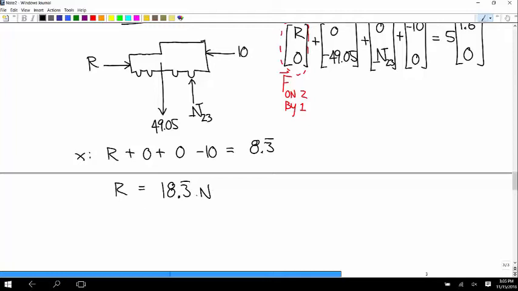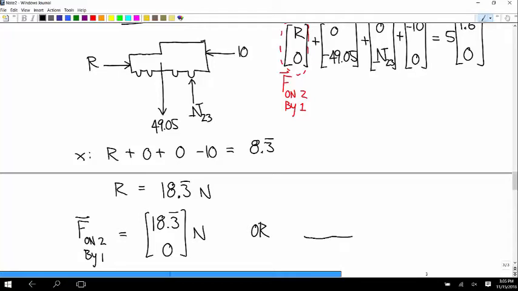Now we can plug this value for R into the force vector on 2 by 1, and we get that the force on 2 by 1 is equal to 18.3 repeating, 0. What direction would that arrow be? So that way, with a magnitude of 18.3 repeating.